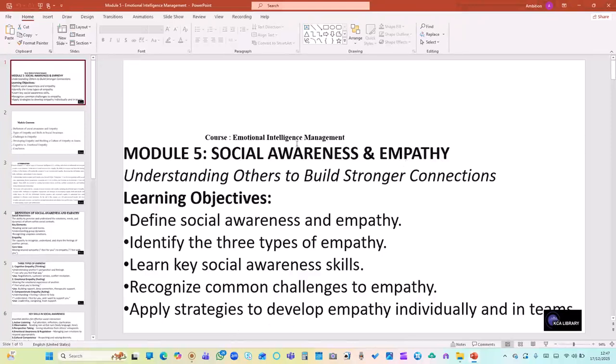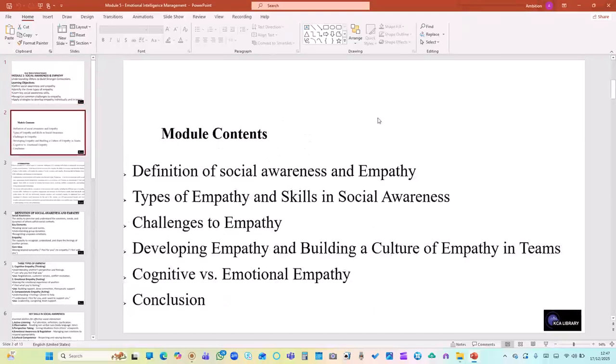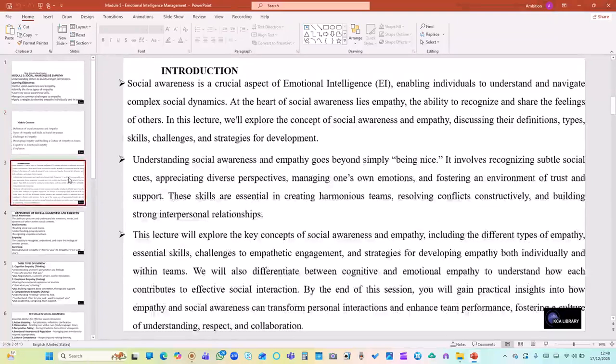individually and in teams. The module content includes the definition of social awareness and empathy, types of empathy and skills in social awareness, challenges to empathy, developing empathy and building a culture of empathy in teams, cognitive versus emotional empathy. Then before we draw our conclusion.